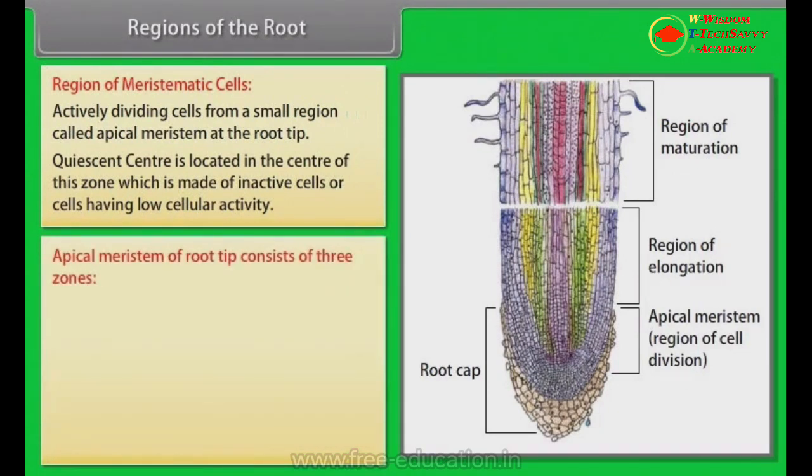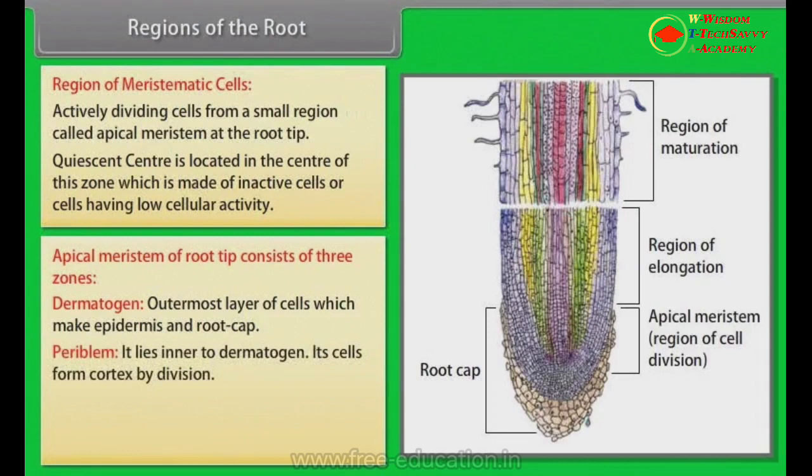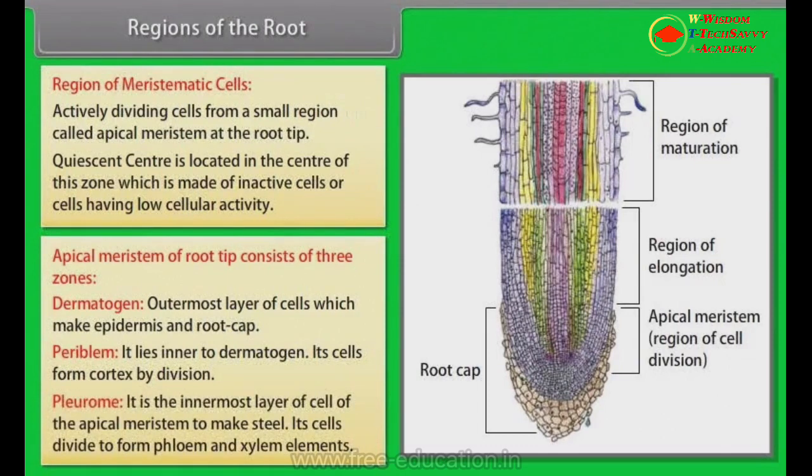Apical meristem of root tip consists of three zones: dermatogen, the outermost layer of cells, which make epidermis and root cap; periblem, it lies inner to dermatogen. Its cells form cortex by division. Plerome. It is the innermost layer of cells of the apical meristem to make stele. Its cells divide to form phloem and xylem elements.